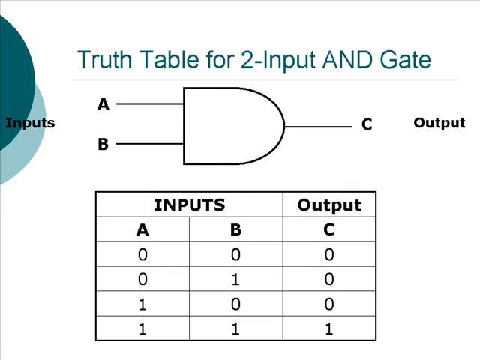As with the NOT gate, we can also use a truth table to describe the function of an AND gate. The table here describes what this thing does. So if A and B are both 0, then C, the output, is 0. The only case that the output is a 1 is when both of the inputs are 1.